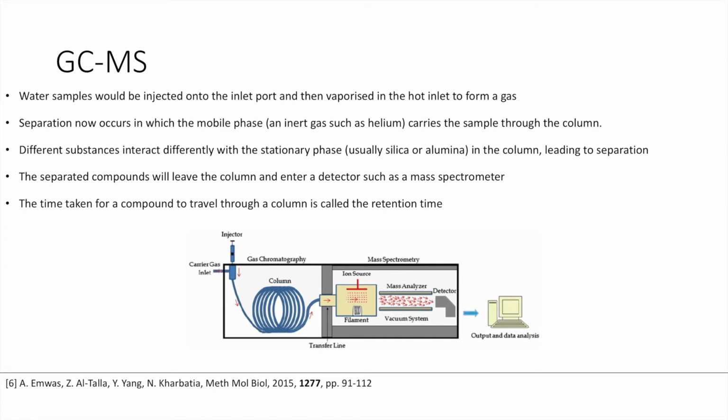Now, different compounds or substances, in this case trace organics in water, would interact differently with the stationary phase, which is non-polar usually, such as silica or alumina. In the column, this would lead to separation from the different interactions, and the separated compounds will leave the column and enter the detector, in this case the mass spectrometer, at different times and different rates. So something that's far more polar will be carried by the mobile phase and interact with the stationary phase far less than something that's far more non-polar.